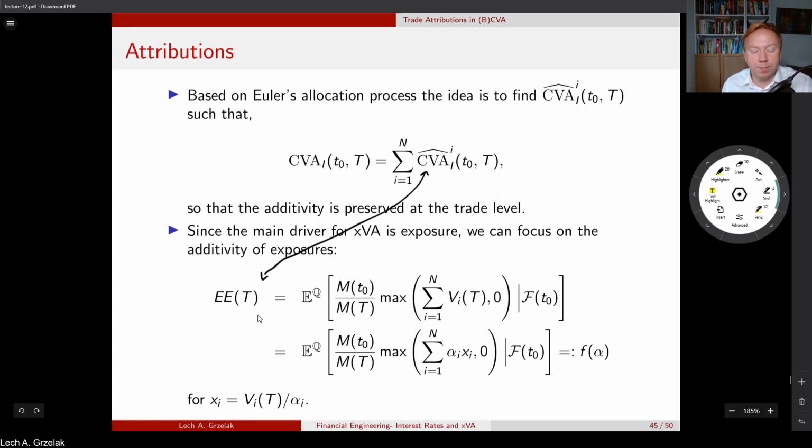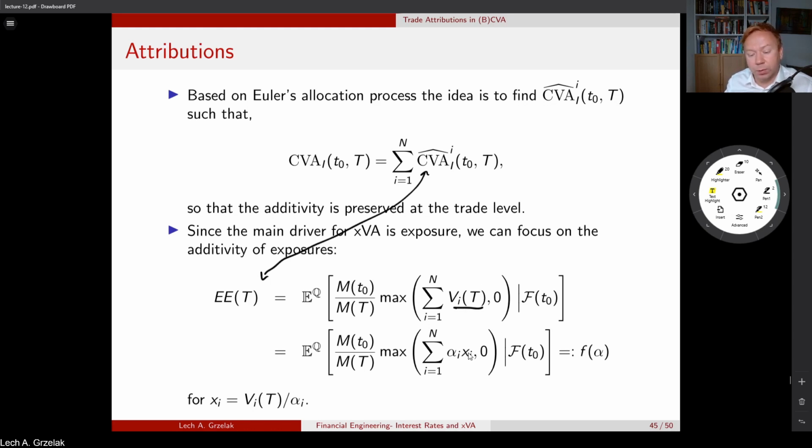So if we start with expected exposures, this is what we have. We have n trades. We sum the portfolio or the netting set for all the trades, and we have also the discounting part to today. So what we can do, we can reformulate each of the individual trades in the following way. Introduce a new variable xi, which is equal to V_i(t) divided by alpha_i. If you substitute xi here, everything will nicely cancel out. So then we end up with this.